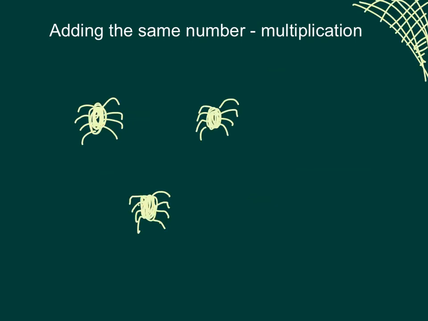Here's another example. You could use spiders. 3 spiders, each one has 8 legs. So for this picture I could have 8 plus 8 plus 8. Or I could write that as 8 times 3. And that one, 24.